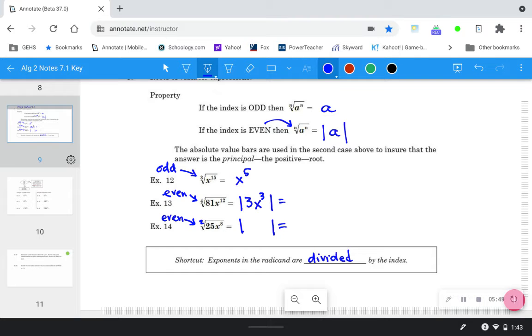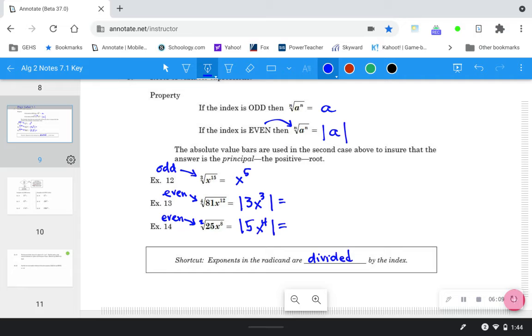Okay, now we're going to come back to this problem in a minute. Let's do the square root down below. Square root of 25 is 5. And then when you take the old exponent and divide it by the index, you get a new exponent of 4.